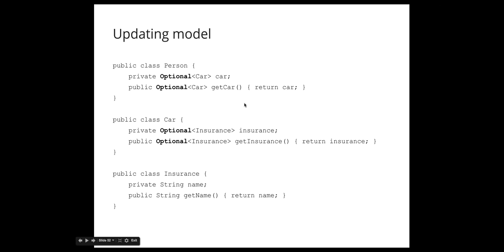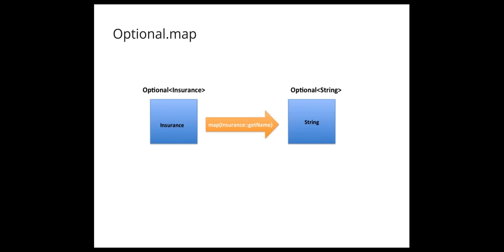Fantastic. So using this new model that is more explicit, how can we actually solve our initial problem, which is, given a person, we want to find the insurance of the car? I will introduce a method here called Optional.map, which basically says, given an optional object, I will apply a function to the value inside the optional. In this case, let's say we pass a method reference to the insurance name. What we get out is an optional of a string because getName returns a string. So that's a pattern to extract information from an optional object.